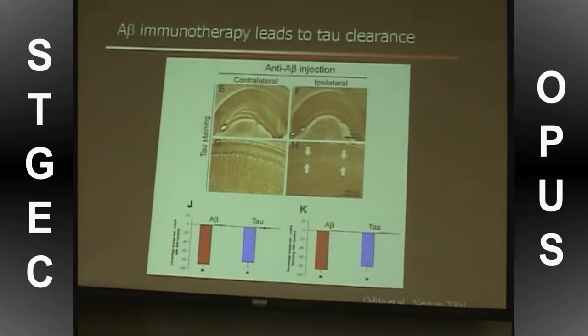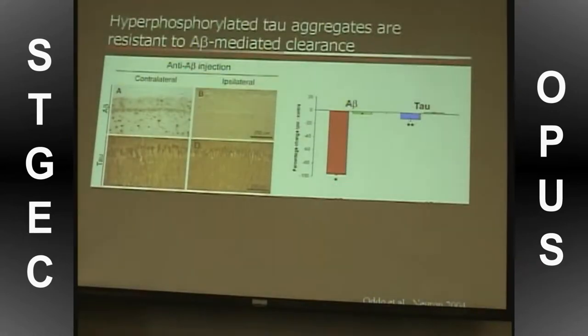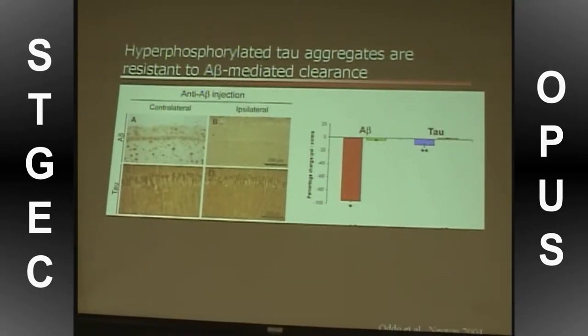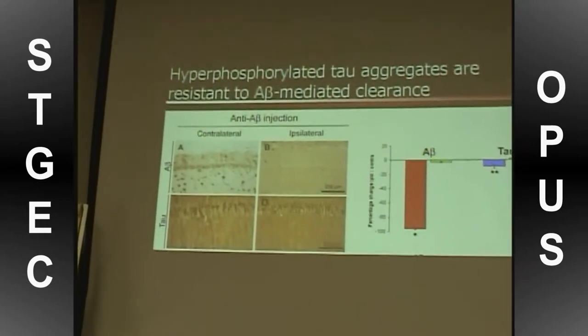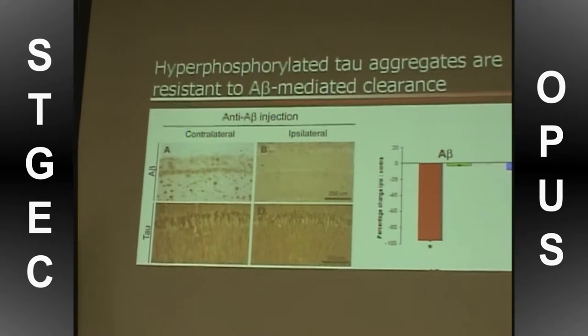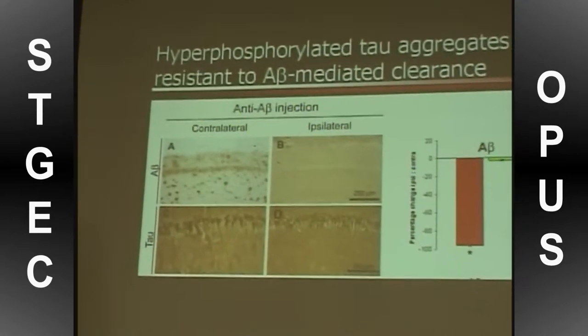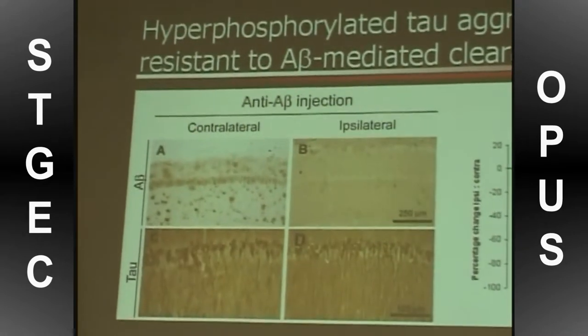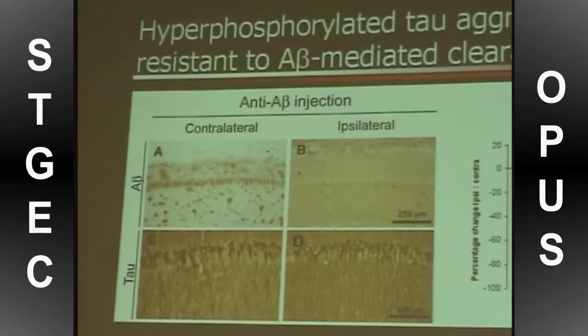Next, we used older mice, where the A-beta and tau pathology is more advanced, because, as I mentioned before, these mice develop this pathology in an age-dependent fashion. When we did the same thing in older mice, what we found is that if you compare A with B, the A-beta pathology was markedly decreased in the ipsilateral side receiving the anti-A-beta antibody. However, the tau pathology remained unchanged, with no major changes.